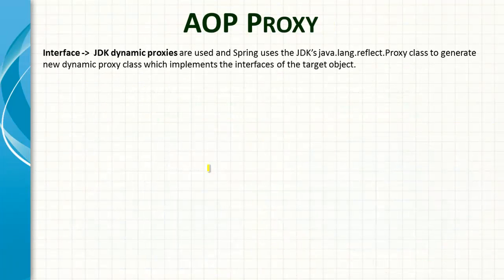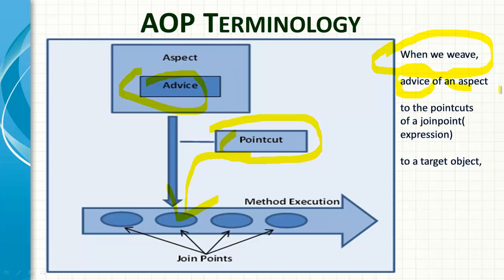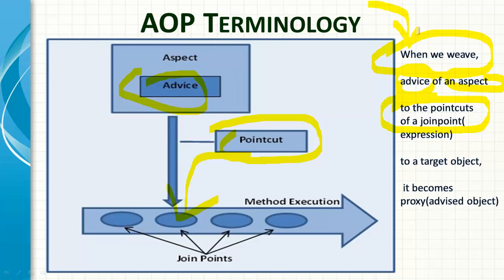Like for example, what is advice, what is pointcut. A pointcut is a collection of different join points. When we weave advice of an aspect to the pointcuts of a join point to a target object, it becomes a proxy. This is a sentence I normally use to remember the AOP terminologies. It says that weaving is the process of applying the advice of an aspect to the target object at what location? Pointcuts of a join point to create a proxy. So this is the sentence I normally use to remember the AOP terminologies.